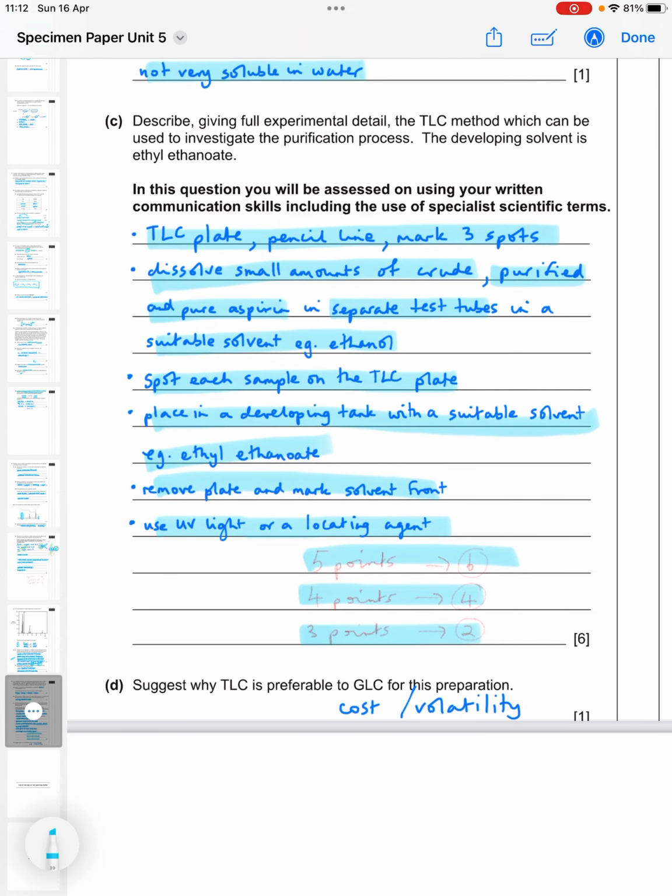And finally, suggest why TLC is preferable to GLC for this preparation. You could have said either something to do with the cost or to do with the volatility. So that is the end of the specimen paper for Unit 5.